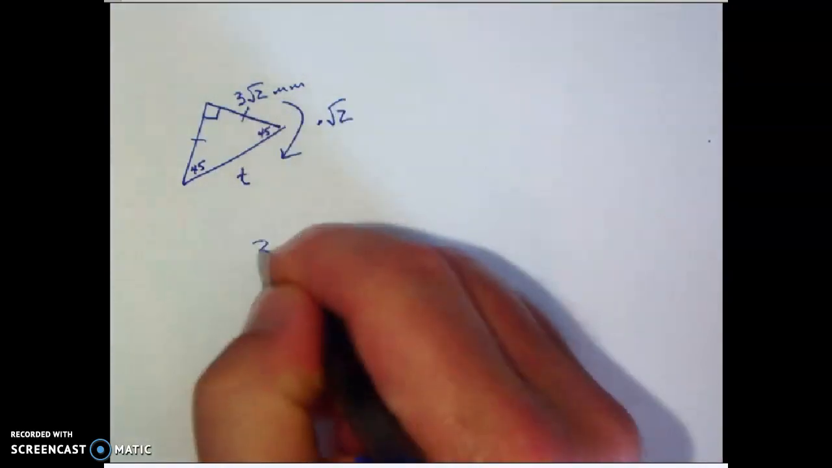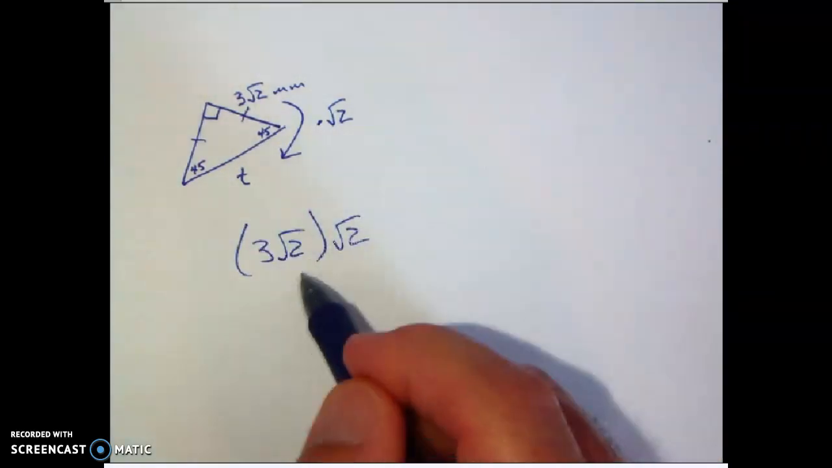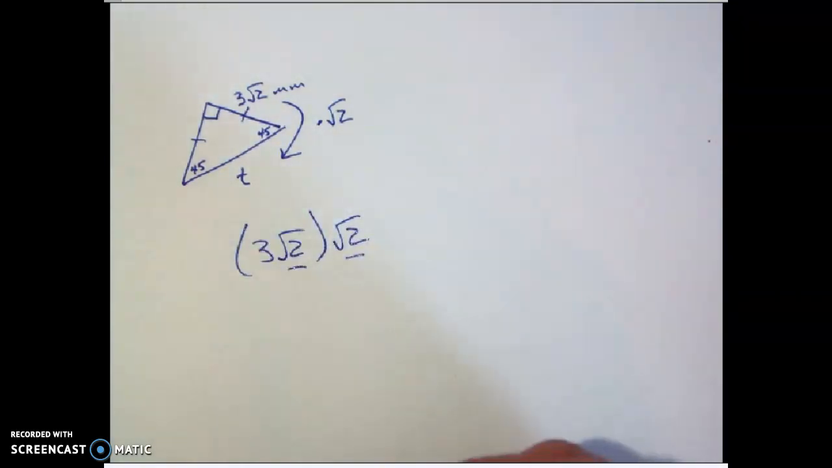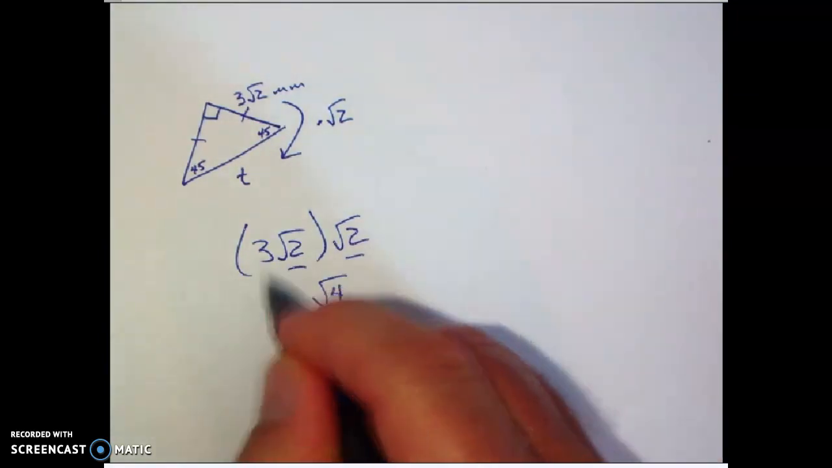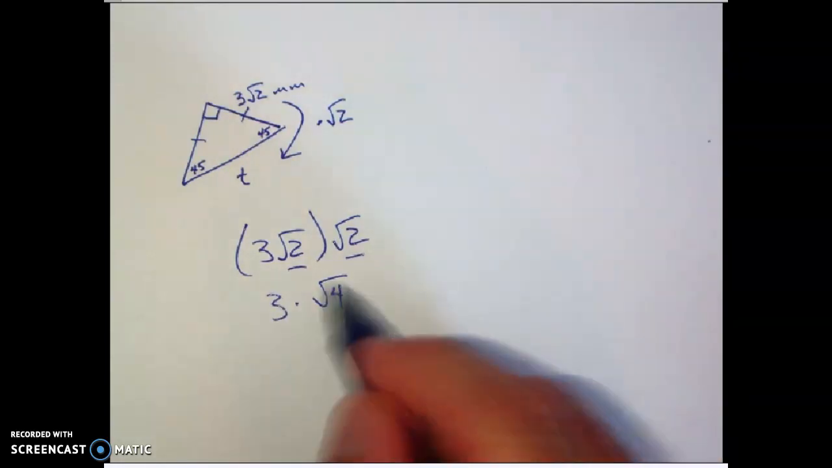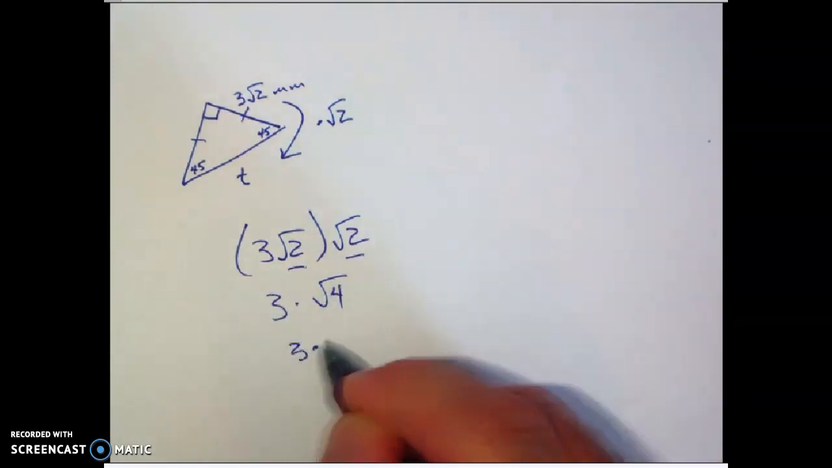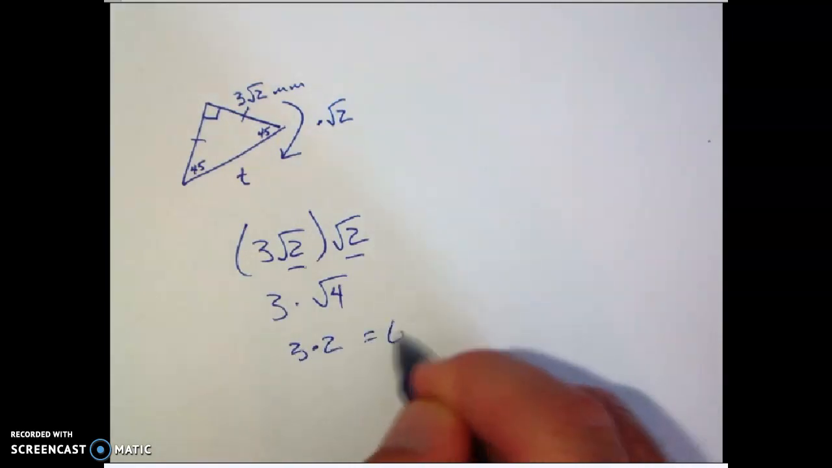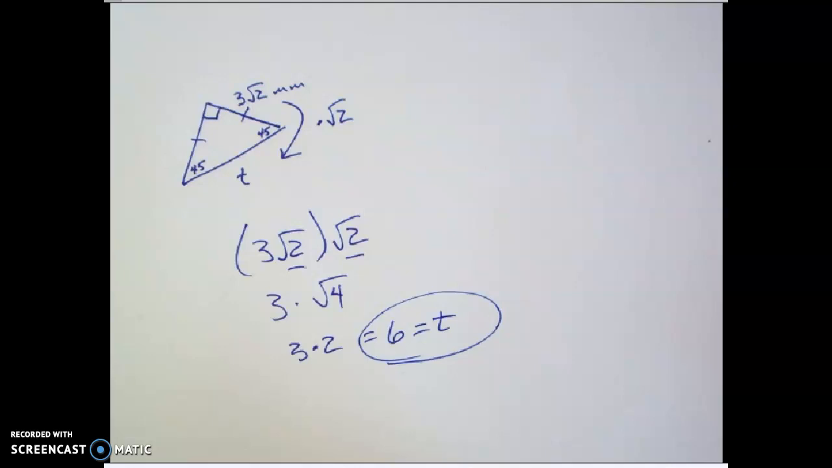So when I take 3 square root 2 times the square root of 2, I can multiply these together because they're both radicals. Square root of 2 times square root of 2, that's square root of 4. I still have 3 times that. Square root of 4 does simplify. It is 2. So we have 3 times 2, which is equal to 6. So T would be 6 millimeters.